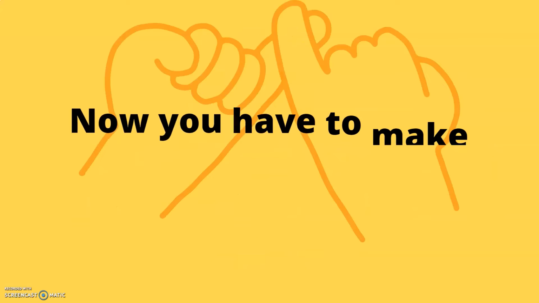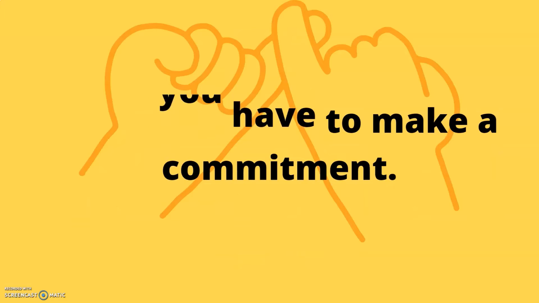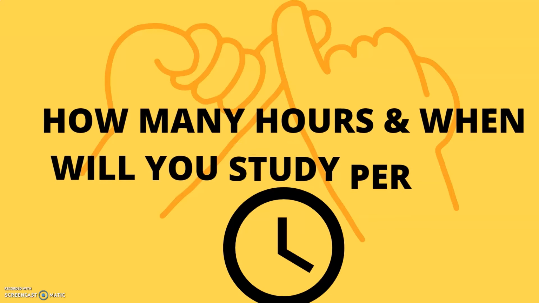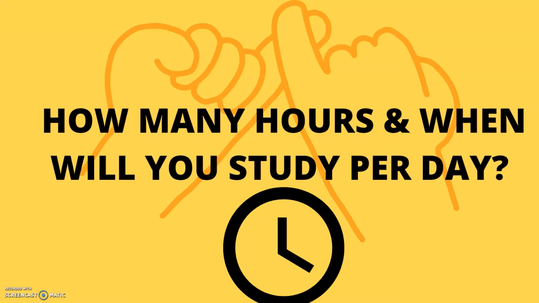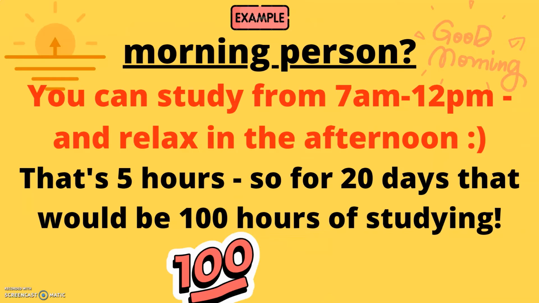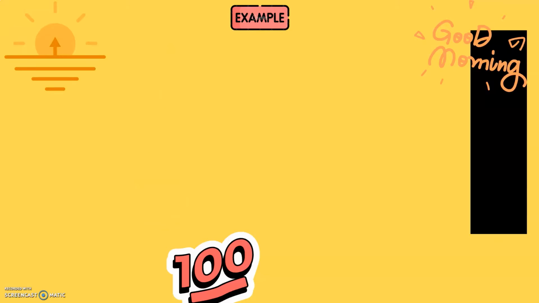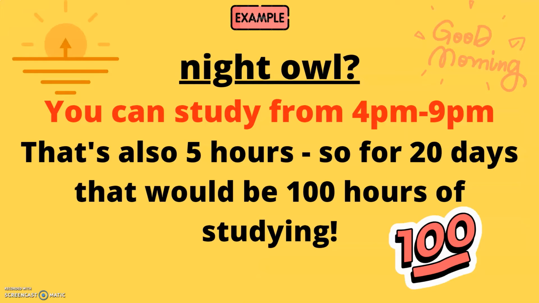But now you must make a commitment, which is how many hours and when will you study per day. If you are a morning person, you can study from 7 a.m. to 12 p.m. and relax in the afternoon. That's 5 hours done, and for 20 days, it doesn't have to be consecutive, that would be 100 hours of studying done. Or if you're more of a night owl, you can study from 4 p.m. to 9 p.m. That would also be 5 hours and 100 hours of studying.